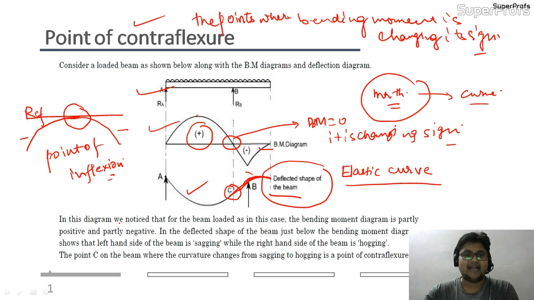Here there is a write-up also on this: in this diagram we have noticed that for the beam as loaded as shown in the figure, the bending moment is partly positive and partly negative.